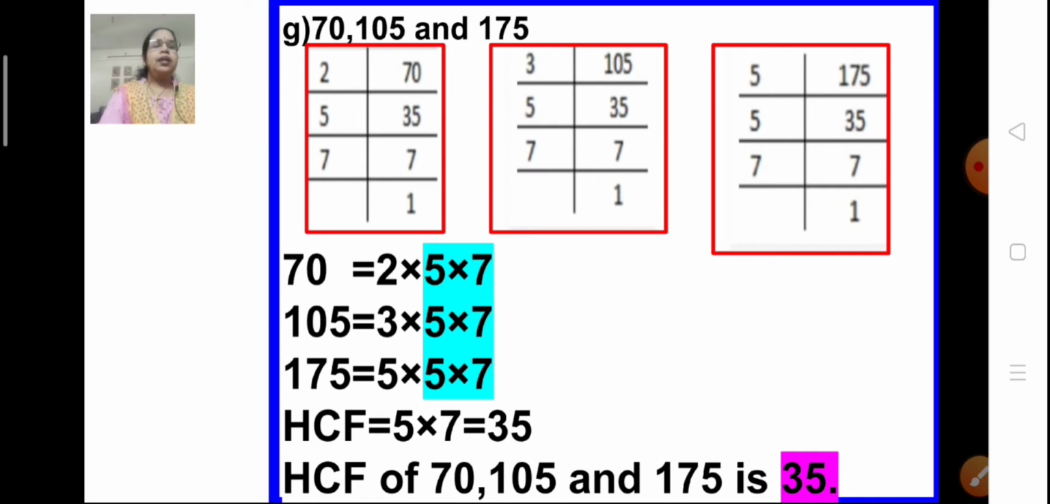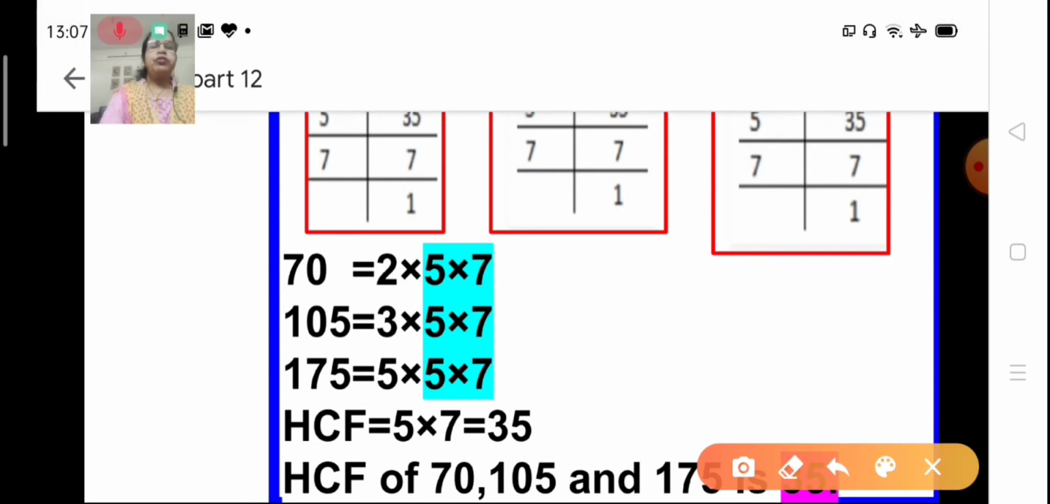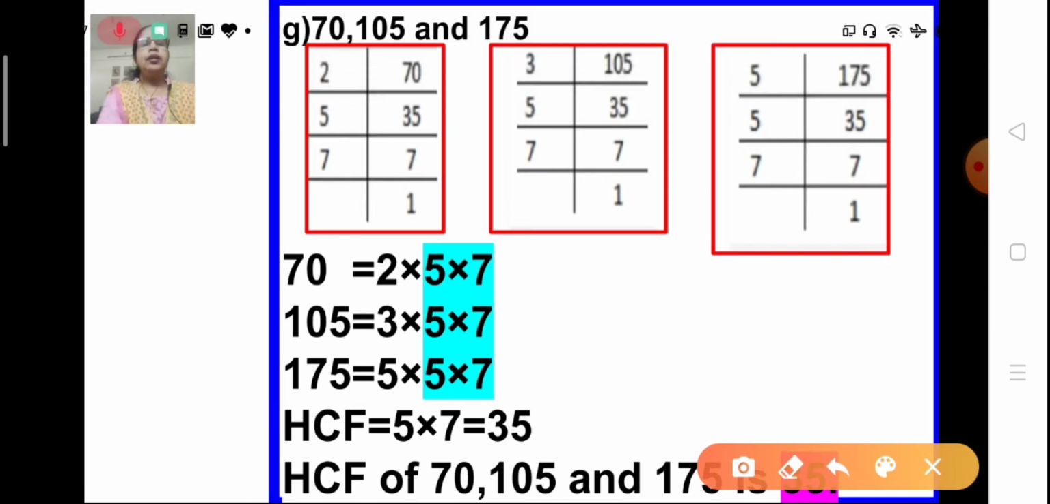So let's do the prime factorization of the first number, 70. 2 can divide 70, 35 times, isn't it? 2 35s are 70. Again 35 can be divided by 5, 5 7s are 35, and 7 can be divided by 7 itself, 1 we get. So what are the prime factors of 70? 2 into 5 into 7.